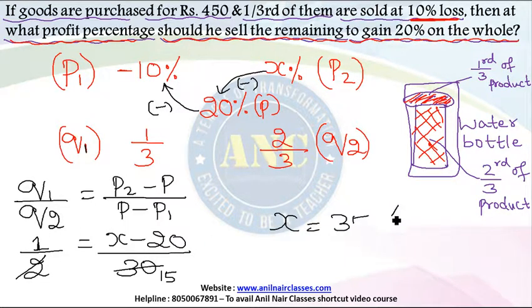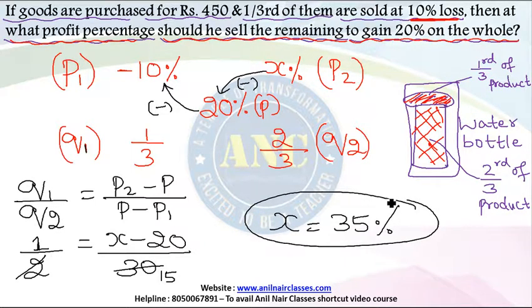X value is 35%. One last time I am repeating the question by putting this 35% in my statement: although I had a loss of 10% by selling 1/3 of the product, I will sell the remaining 2/3 of my product at 35% profit, so that my entire profit at the end of the day becomes 20% on the whole. This is the beauty of this question. I hope the idea is very clear for you people.